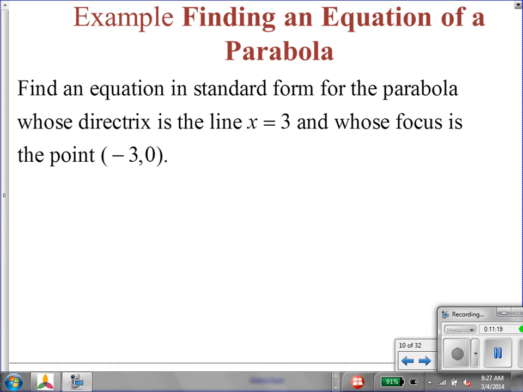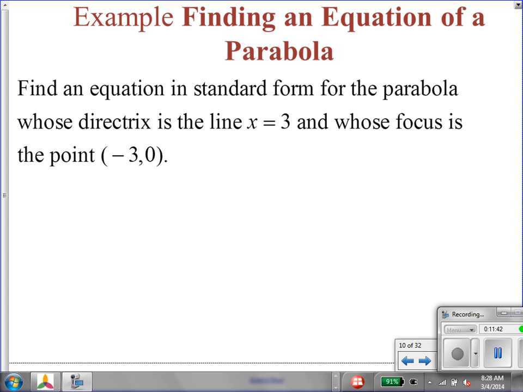Okay? So we know that this is going to be one of those graphs that's y squared equals something times x. They're telling us that the focus is (-3, 0). That means which way is this opening? It's opening to the left. Remember, the focus has to be inside the parabola.